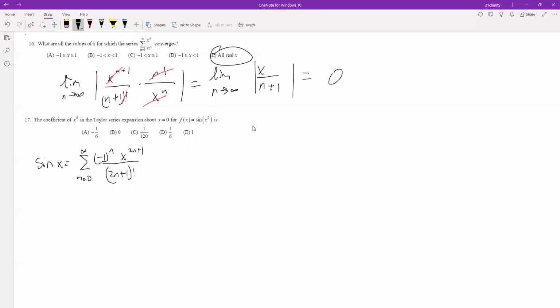And so if we replace x with x squared, we get just this, right? So we're plugging in x squared, so x squared to the 2n plus 1, which, if we're putting a power to another power, we could just multiply them. So x to the 4n plus 2 over 2n plus 1 factorial. And so we're finding the coefficient of x to the 6, which means 4n plus 2 equals 6, or n equals 1.